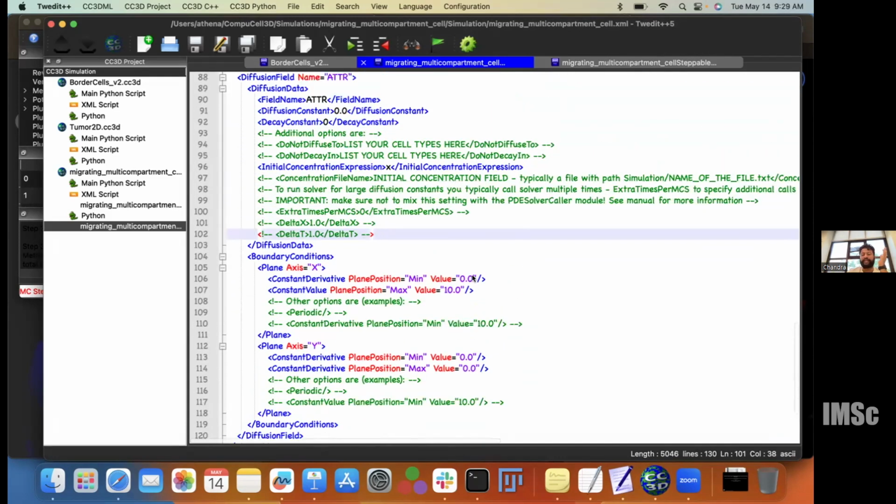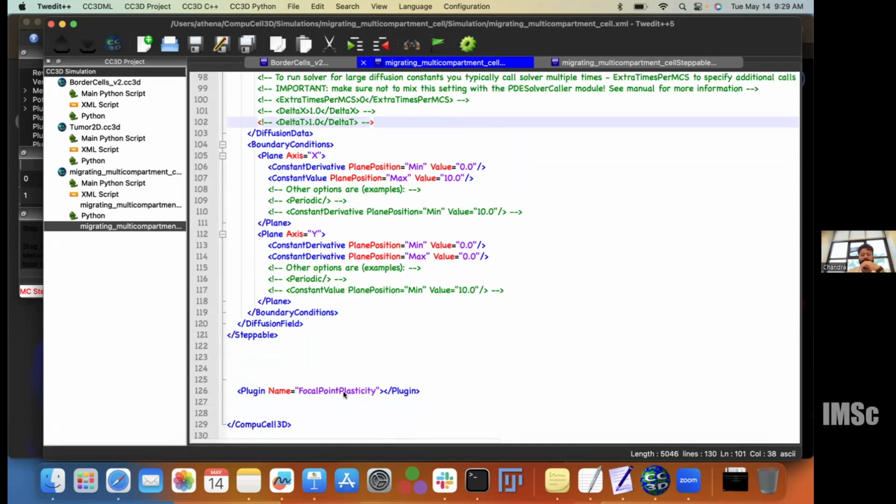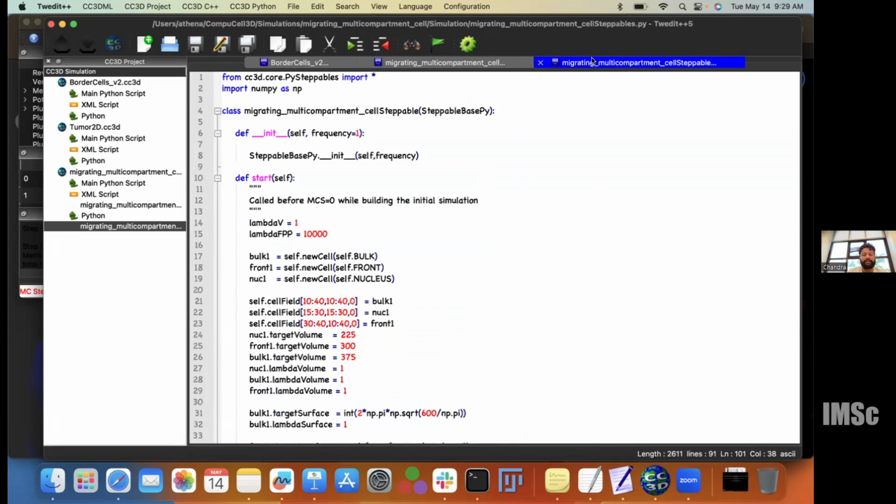But sometimes if you don't care, there's also a way where you can have a file where you put the concentration in every point in space and just say, read the concentration value of this molecule from that file. That is also a possibility. And focal point plasticity is this plugin that allows you to add these springs in case you need them. I haven't used them, but in case. I usually load all of these things because sometimes you do need them.